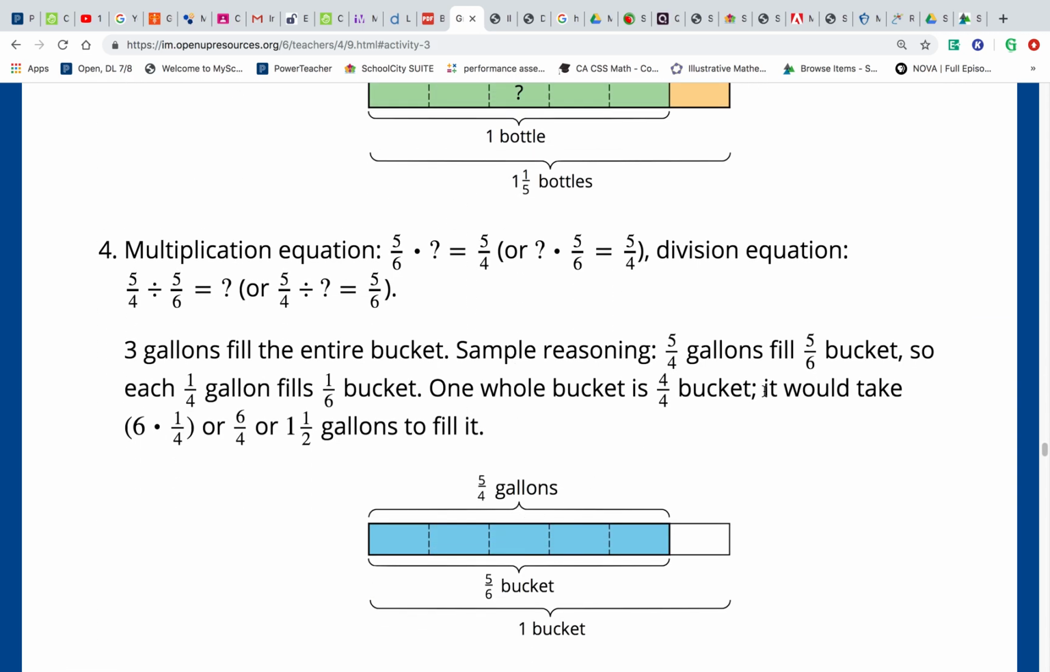All right, here's the diagram. So you can see here, let me show you one bucket, because that's what we were interested in finding out about. Here's 5/4 of a gallon. Here's 5/6 of a bucket. Okay, and so we end up with this here. And you can see that we end up with 1.5 gallons, as we've already said, right? Okay, so there is that. All right.